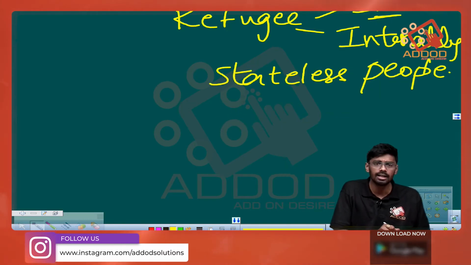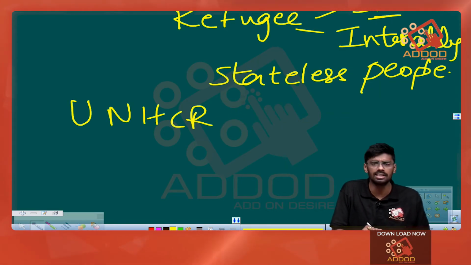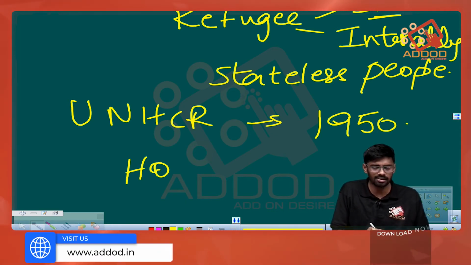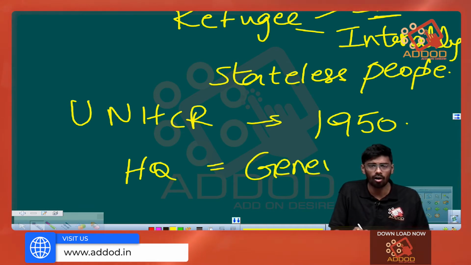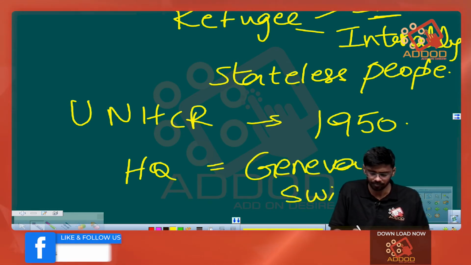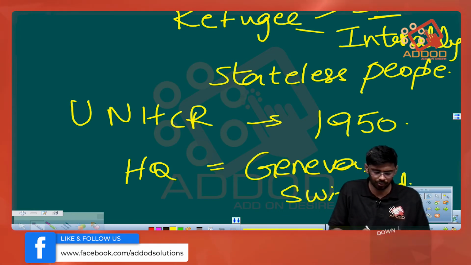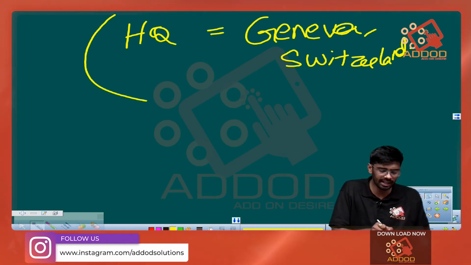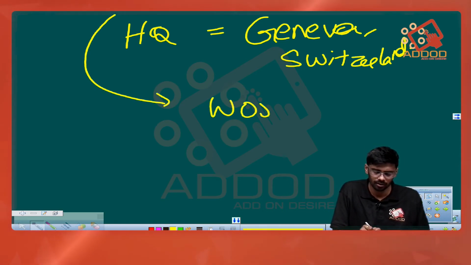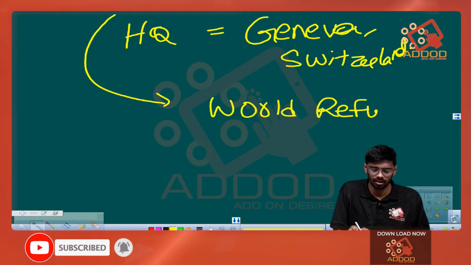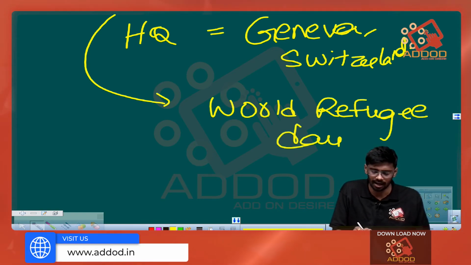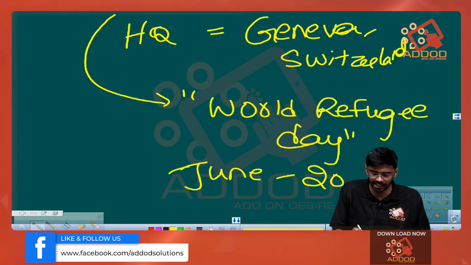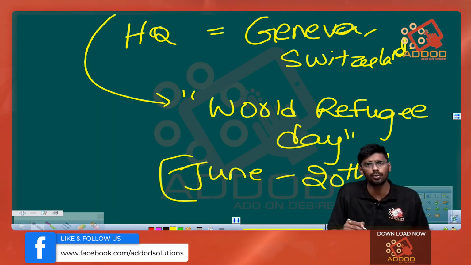And you should note that the UNHCR was established way back in 1950, and its headquarters is in Geneva, which is the capital of Switzerland. And also you should note that the United Nations High Commissioner for Refugees has brought in a day called World Refugee Day. And this World Refugee Day is observed every year on June 20th. On June 20th, we observe the World Refugee Day.